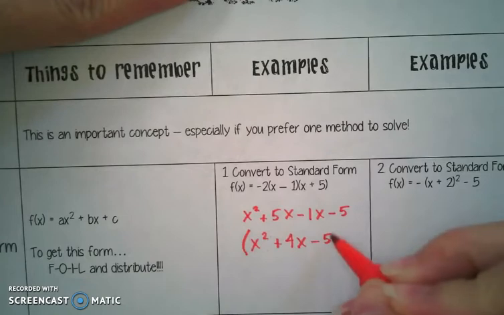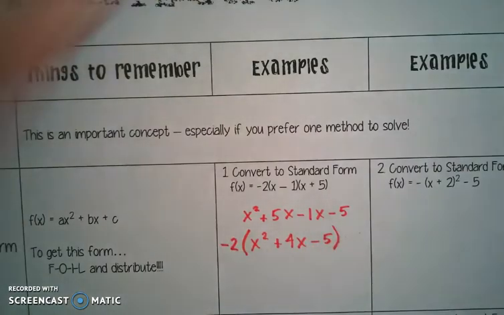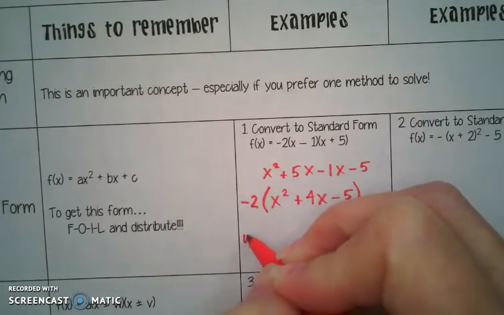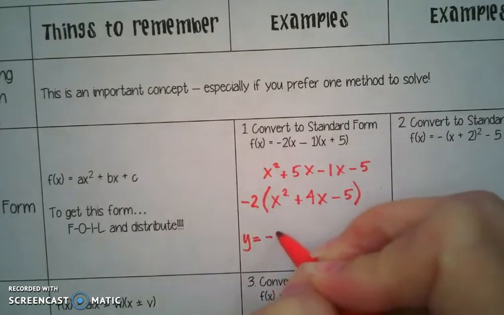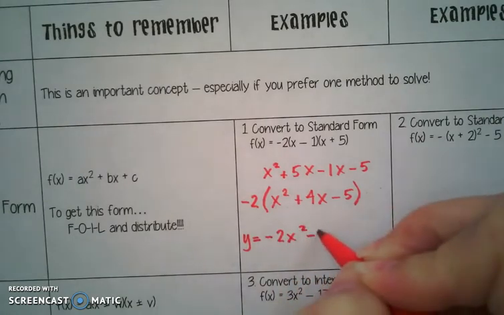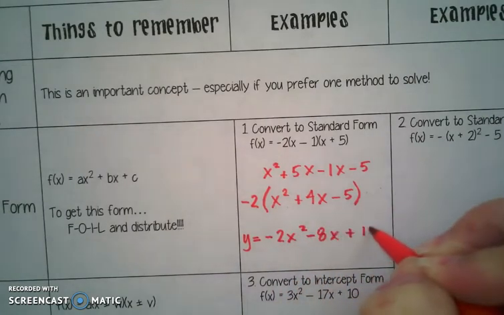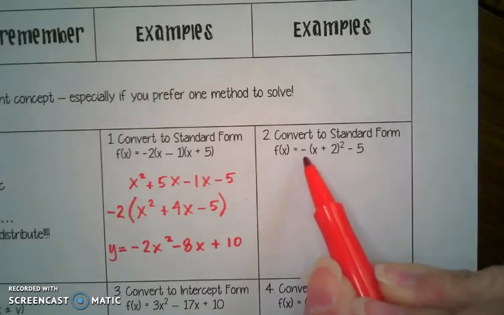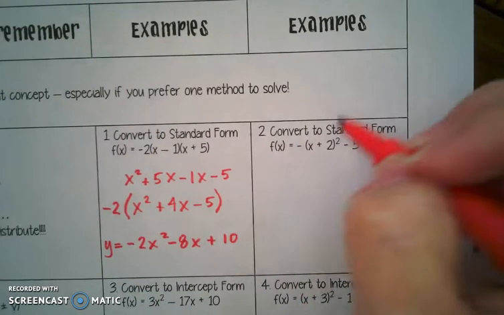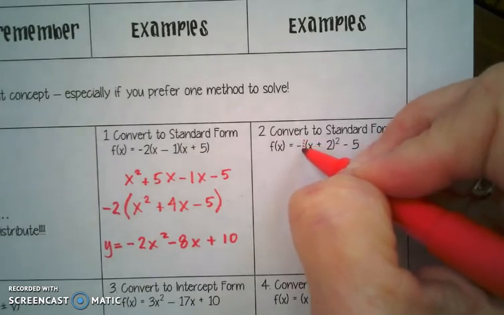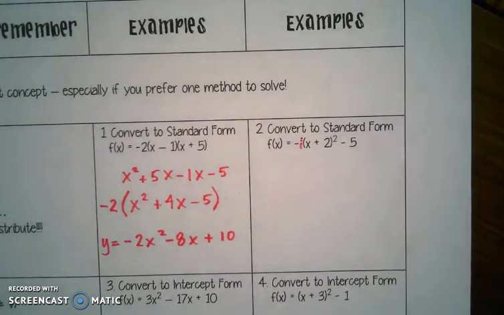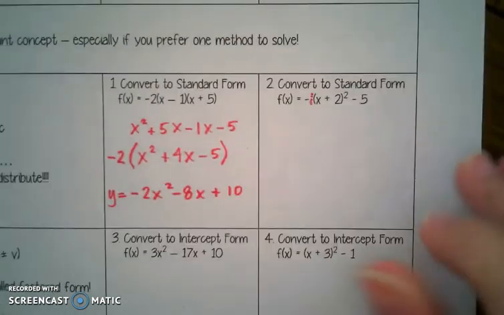So now I'm going to include that -2 at the beginning. So to distribute -2 would give me, so I'm going to say y equals -2x squared minus 8x plus 10. All right, example 2. This example I included because we do have a negative out front, which is counting as a -1. So we can put that in there. And then we also do have a like term at the end that we will combine together.